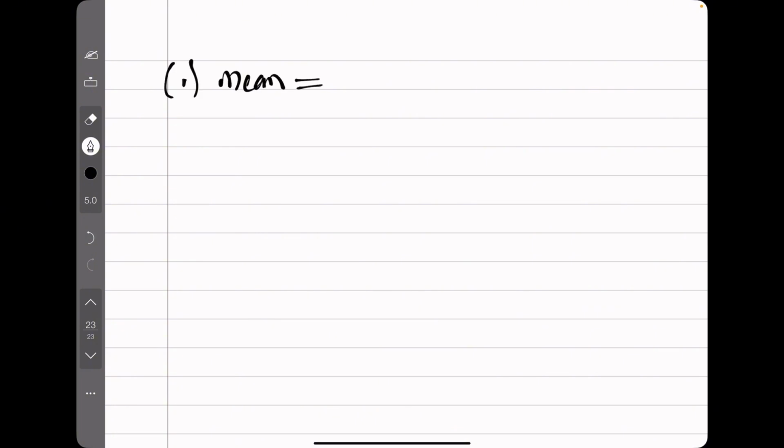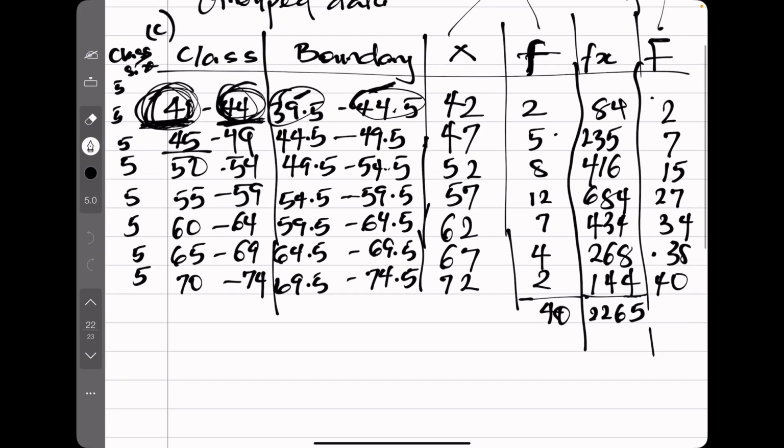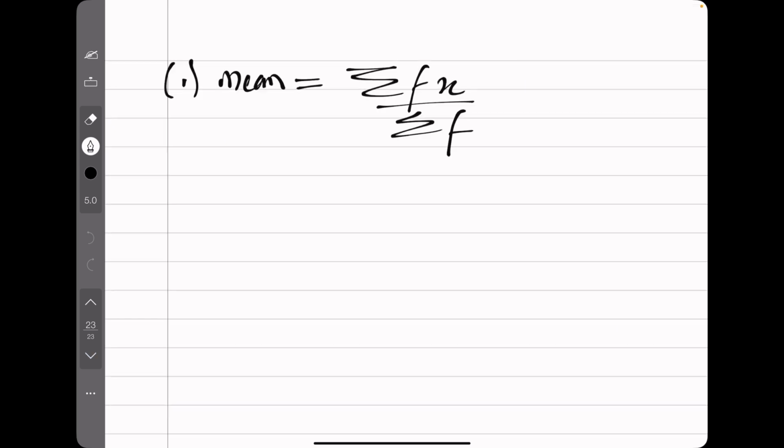So to get your mean, we have summation fx over summation f. Going back to your table, you have a summation fx as 2265 and you have a summation f as 40. So it's going to be 2265 divided by 40, which is going to give you 56.63.